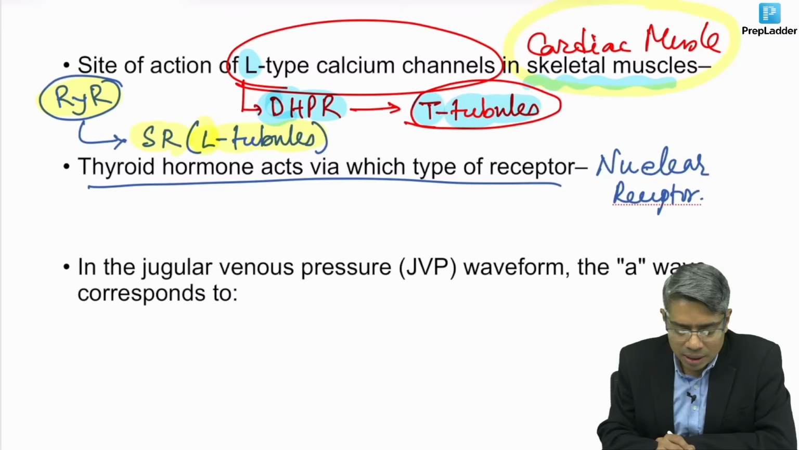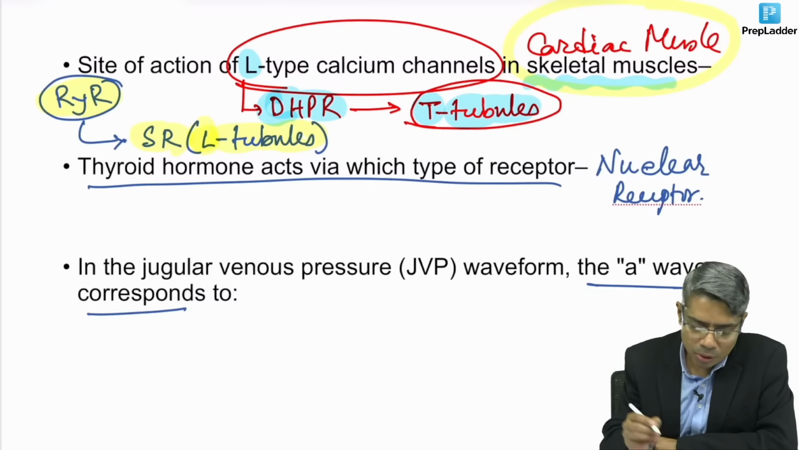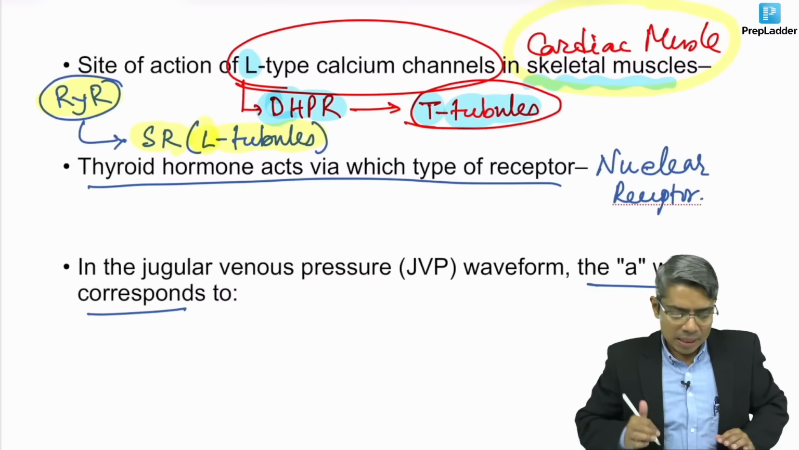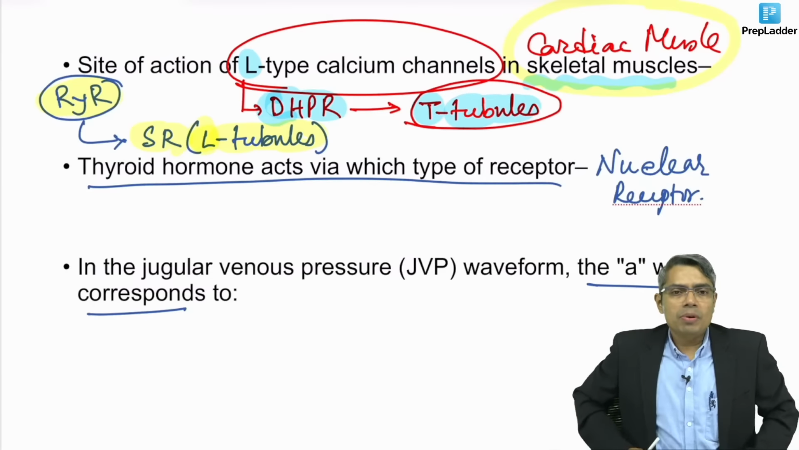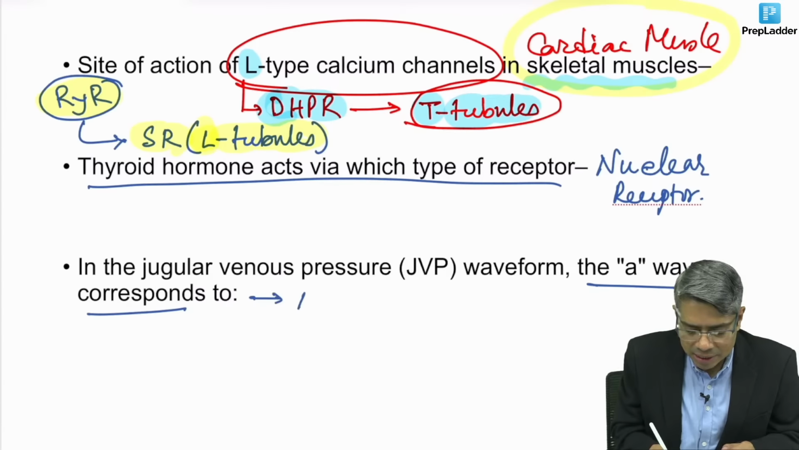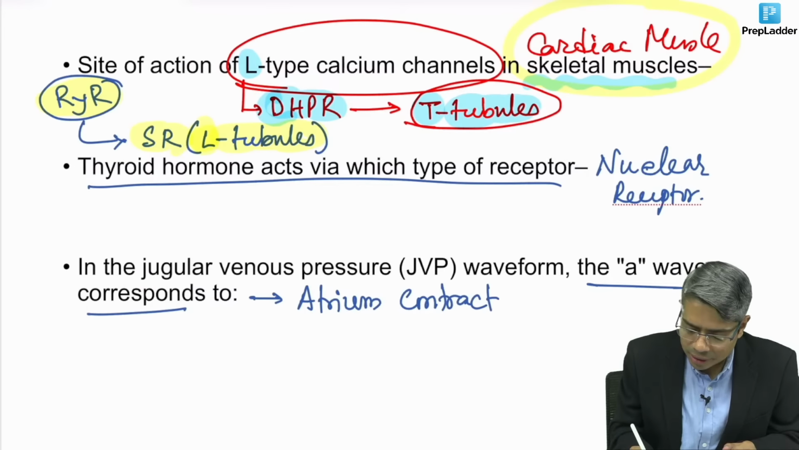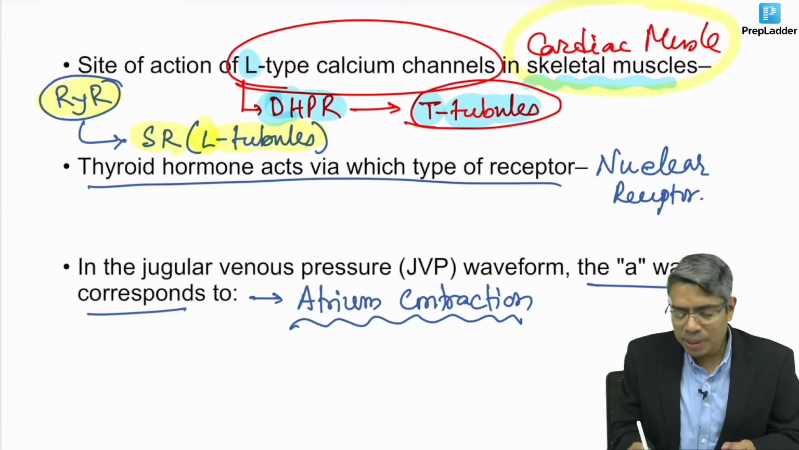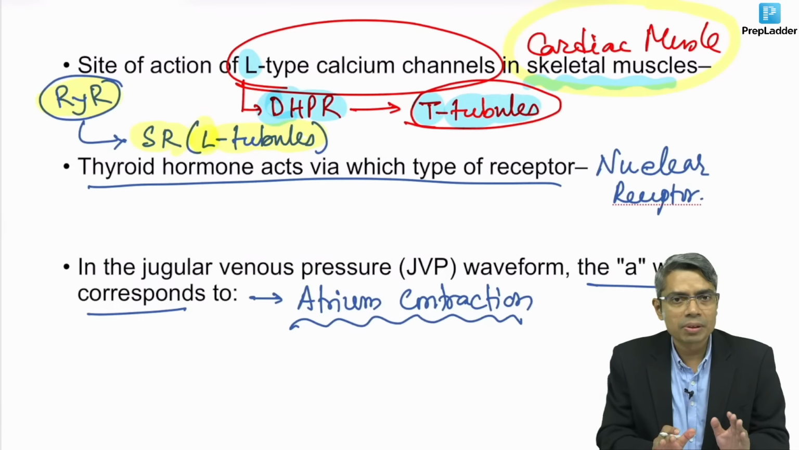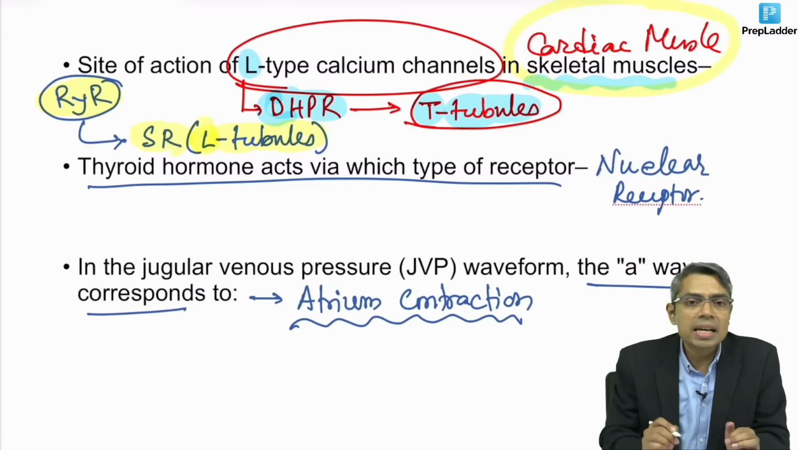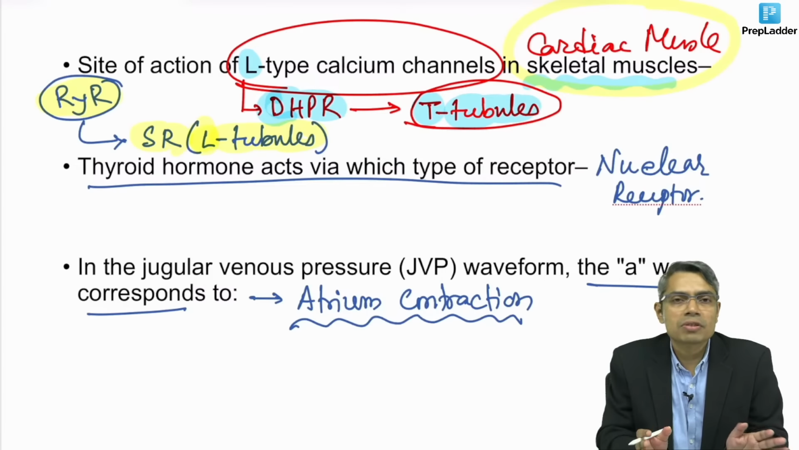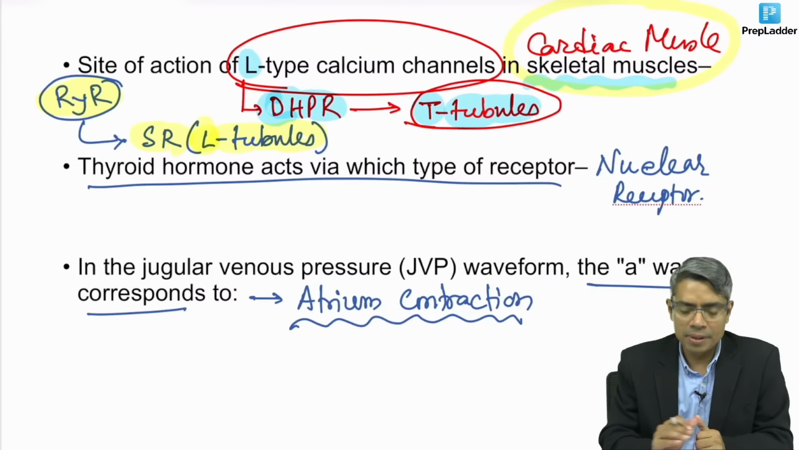Now, next question, in the JVP waveform, the A wave corresponds to... in the jugular venous pressure waveform, the A wave corresponds to. So, A wave means atrium contraction. Very good, atrium contraction. But there are multiple questions from this JVP and A wave. So, I will show you one image, because I have kept some important images for you. There I will show you which heart sound the A wave in JVP corresponds with, or the C wave corresponds with, which has been given in a separate image-based diagram. Okay. So, I will show you that.